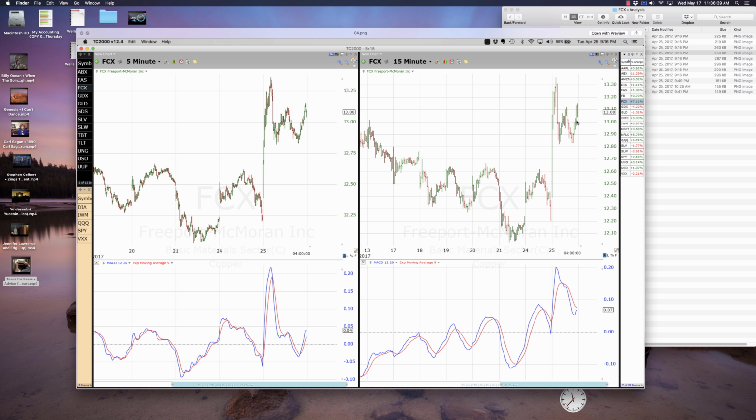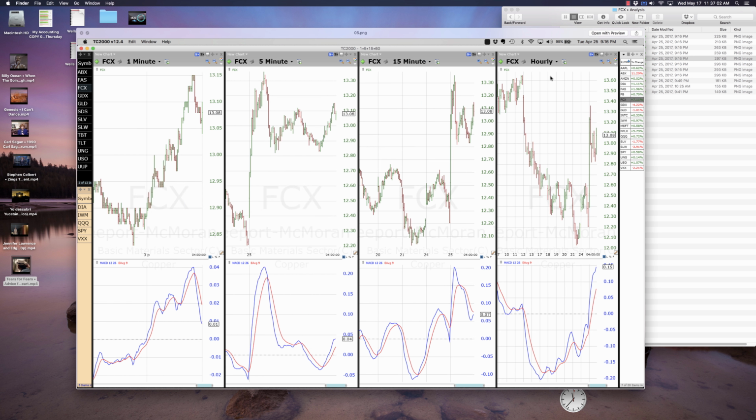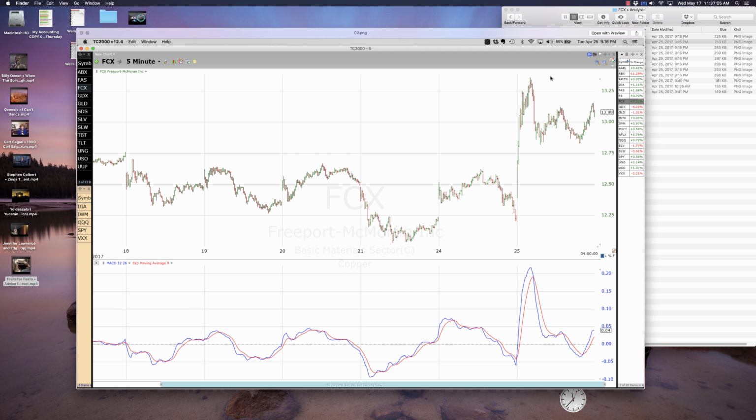We passed 13, so at this point over here, those options are 50 cents in the money, and then it goes above 13.30. So at this point, these options that were on our entry out of the money are now at the top over here, 80 cents in the money. For a stock that's worth $12, that's huge. That's really, really big.